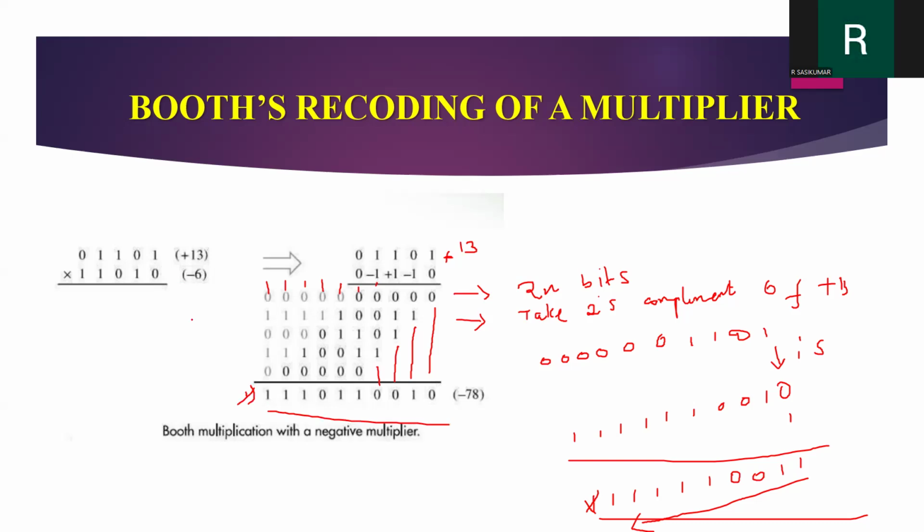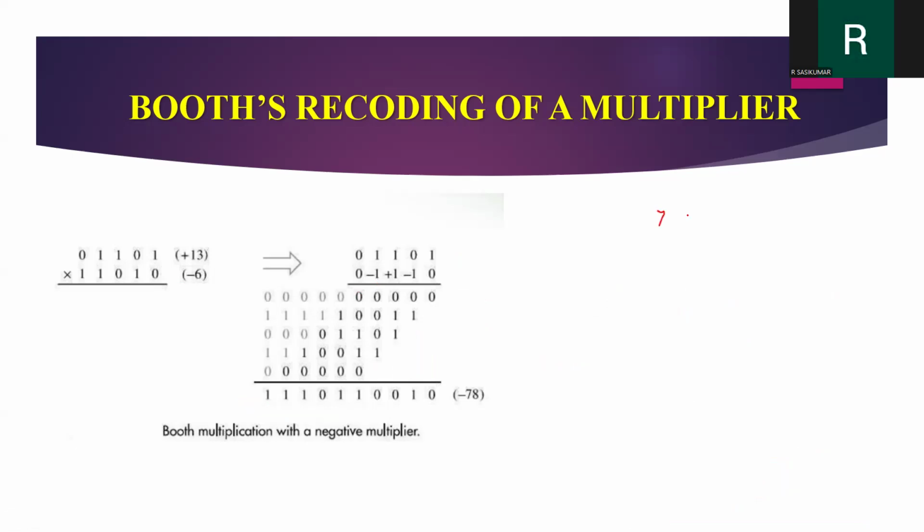This is 13 into 6, which is 78. Okay, and the result is negative. So minus 78. You take 2's complement of plus 78 and you will get this answer. So this is the way to get the final answer. I will show that answer. So plus 78. How to get the 2's complement? This is the way.